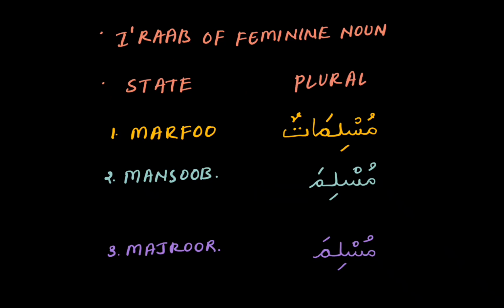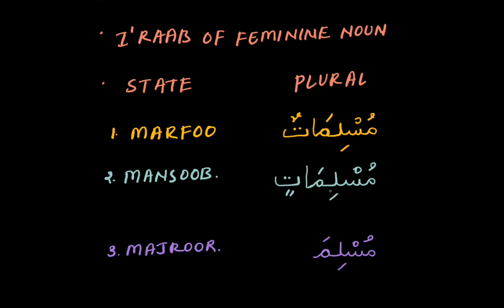Now let us learn about the marfu, mansub, and majrur states in the plural feminine nouns. In the marfu state, in the singular it is muslimatun. In the muslimatun, the closed ta should be removed completely and alif ta with a double dhamma should be added. So it is the marfu state in plural feminine nouns.